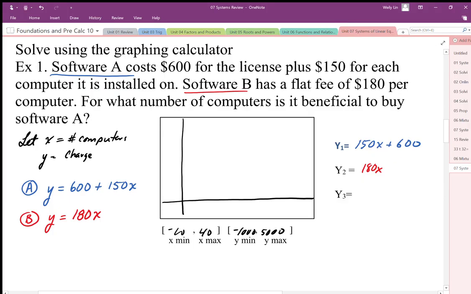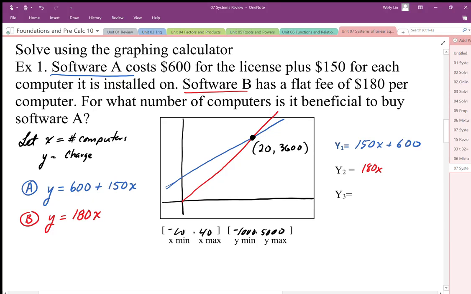And as I graph this, my first equation is going to start at $600 with a low slope going up like that, and the other one is going to start from 0 and go up in this way, and we have an intersection point that's going to represent our solution. We could solve this algebraically, but from the graph, the intersection point is 20 computers and $3,600.